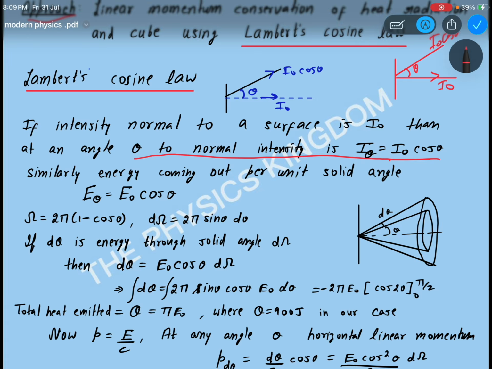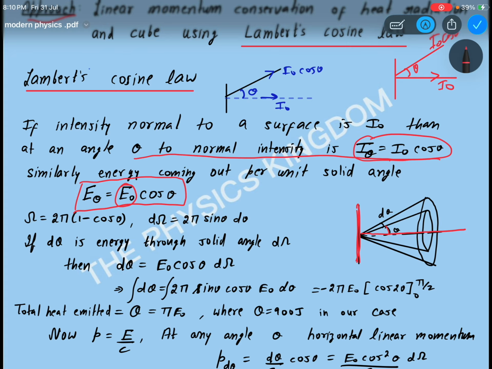Now what I am writing for this intensity, the same thing you can write for energy per unit solid angle, because that is also the distribution of energy, right? So from this surface, if the energy per unit solid angle normally is E naught, then at any angle theta, if you form a small solid angle, the energy per unit solid angle can be given by this relation.